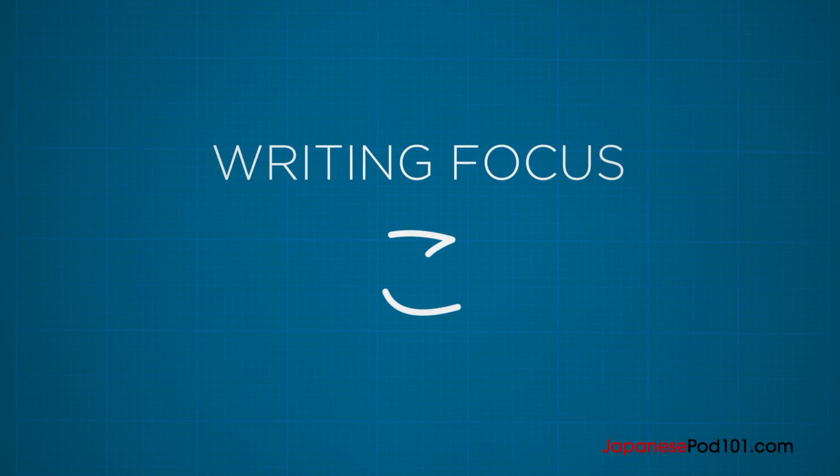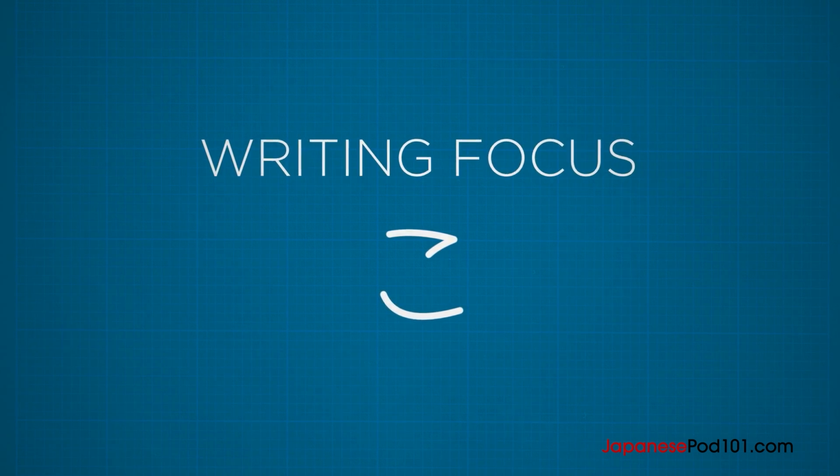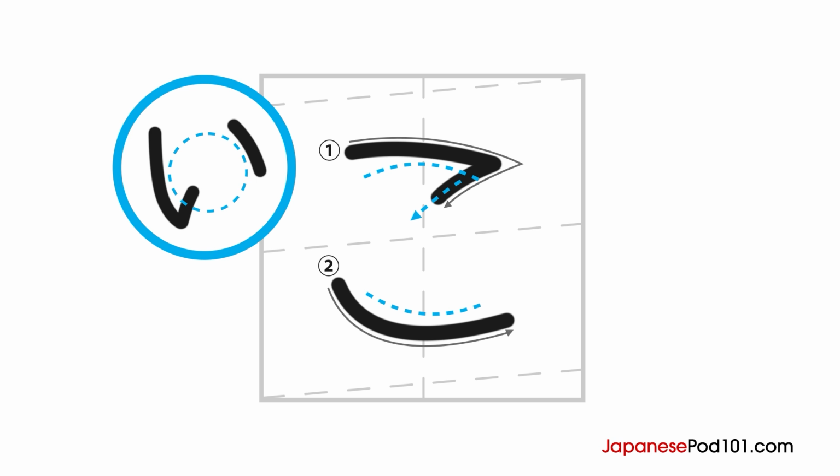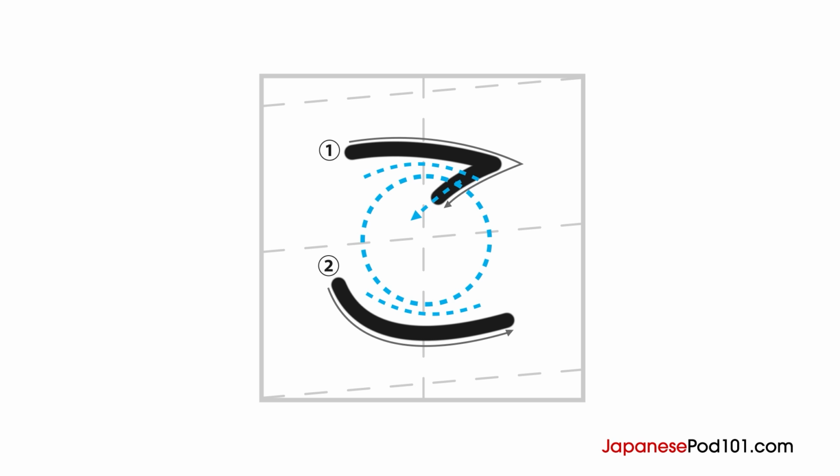Hiragana ko is written in 2 strokes. The first stroke is a curved horizontal line that ends with the hane. Go down to this point and make a longer horizontal line that curves opposite from the first one. Just like the hiragana i, ko should look like it's enclosing a circle. Okay, let's see it again.